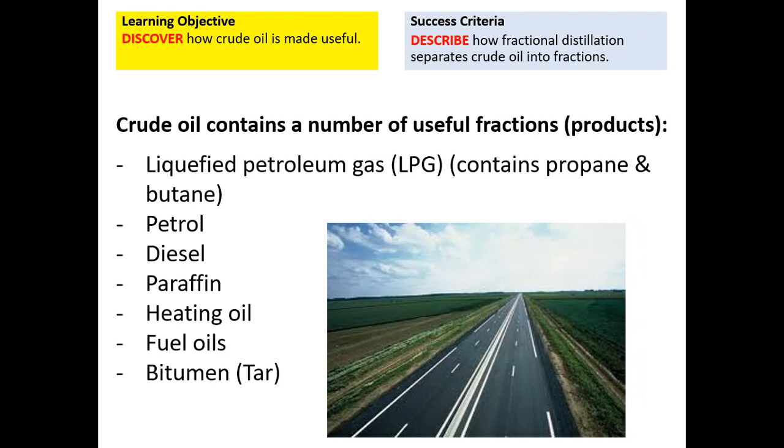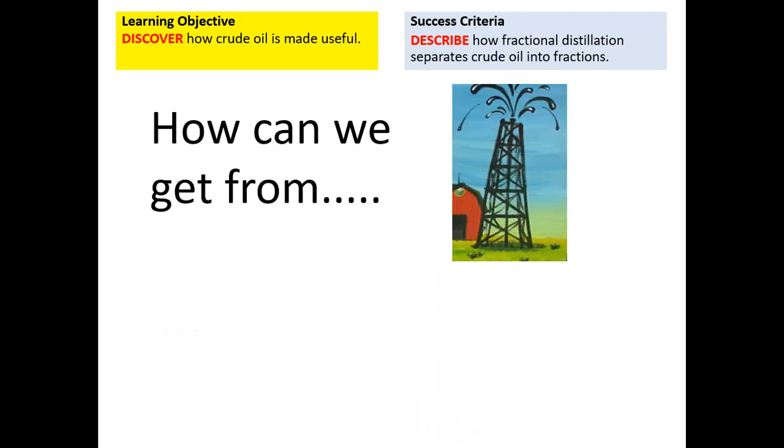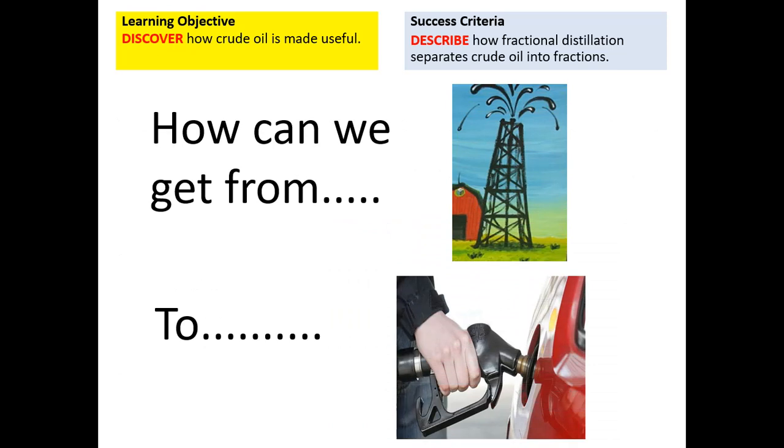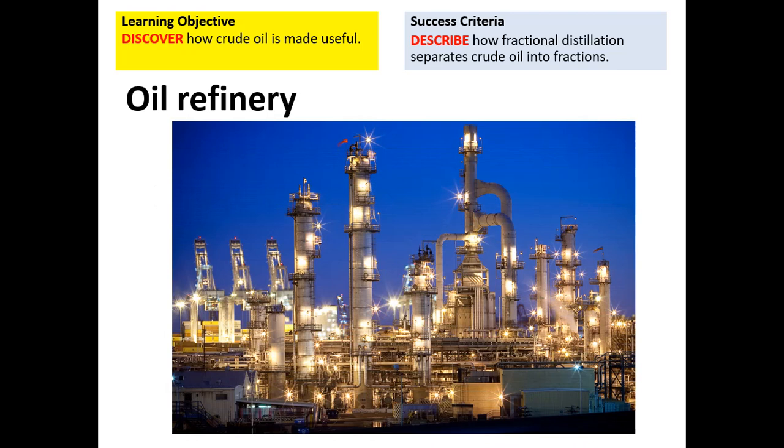We also, and you're going to learn about this later in the week, use them to make plastics. So everything that you have that's made of plastic comes from crude oil. So very, very useful. But in the state that we dig it out of the ground, it's useless and we can't use it in that form. So we have to use fractional distillation in order to make it useful. So we get from this to this by fractional distillation in an oil refinery.